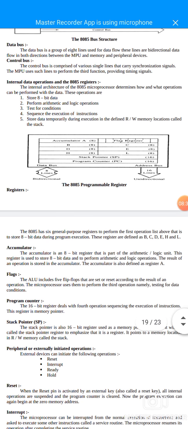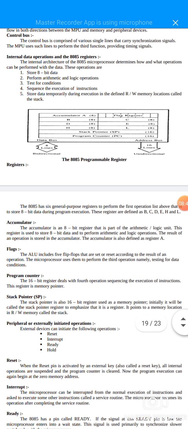Registers. The 8085 has six general purpose registers to perform the first operation: they store 8-bit data during program execution. The registers are defined as B, C, D, E, H, and L. Accumulator. The accumulator is an 8-bit register that is part of the arithmetic logic unit. This register is used to store 8-bit data and to perform arithmetic and logic operations. The result of an operation is stored in the accumulator. The accumulator is also defined as register A.